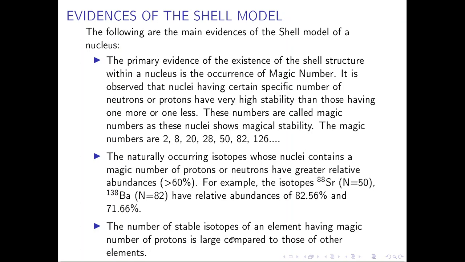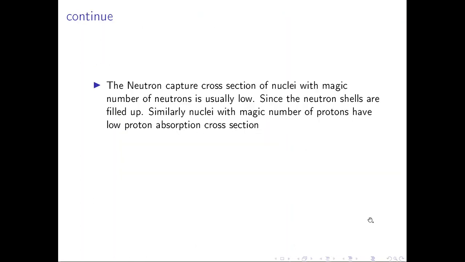The number of stable isotopes of an element having a magic number of protons is large compared to those of other elements. So this is another evidence of the shell model.